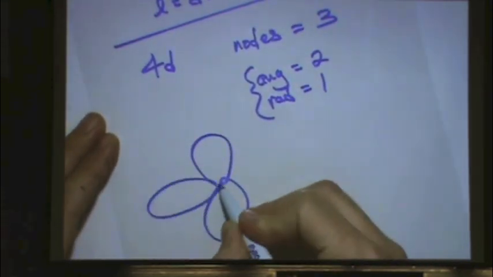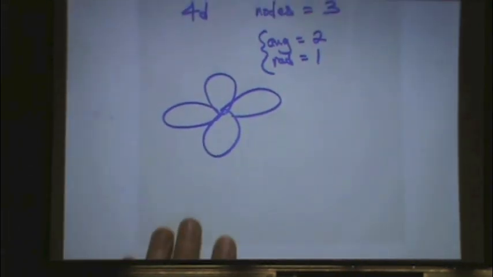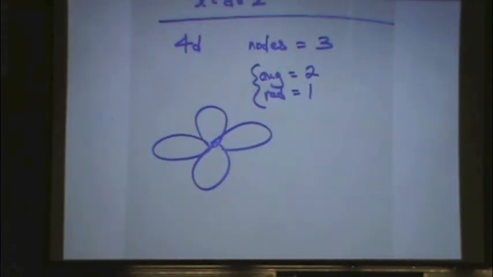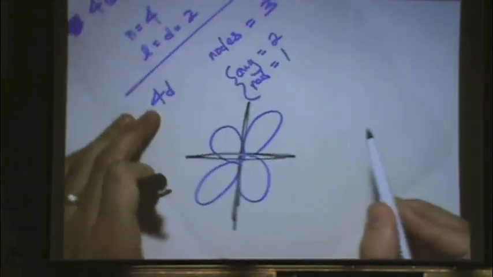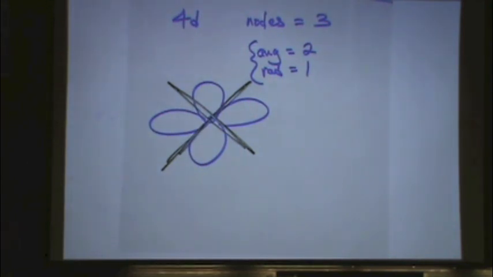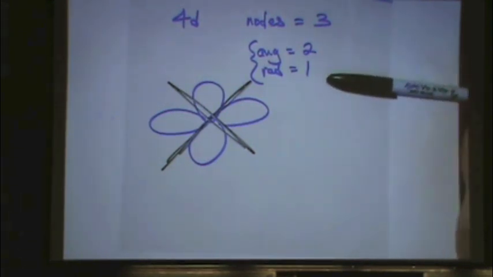A 4D, or a D in general, looks like this. A clover leaf, 4 petals. There are always 2 built-in nodes, this one and this one. Those are built in. If they are planar like this, what do we call them? Those are angular. Planar nodes are angular.